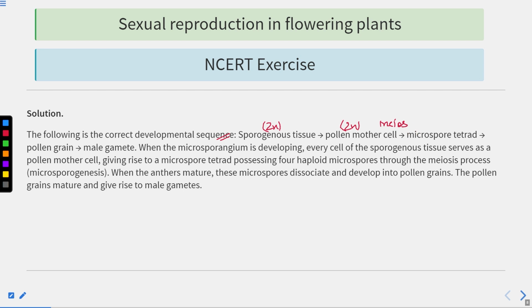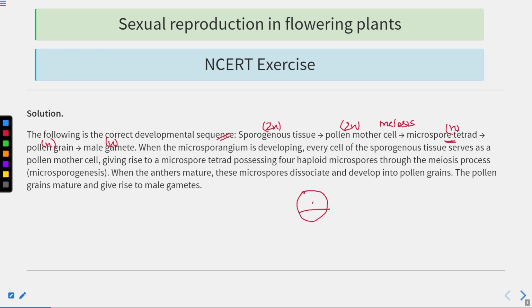Meiosis is known as the reductional division. So microspores, which are formed in a tetrad, will be haploid. Each microspore will then mature into a pollen grain, which will again be haploid. And pollen grains further give rise to the male gametes, which will again be haploid. So what happens? This is the pollen grain.